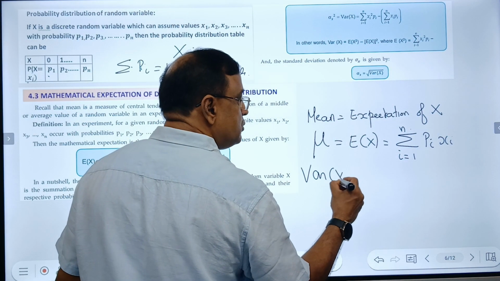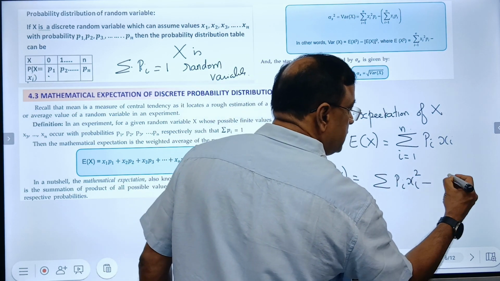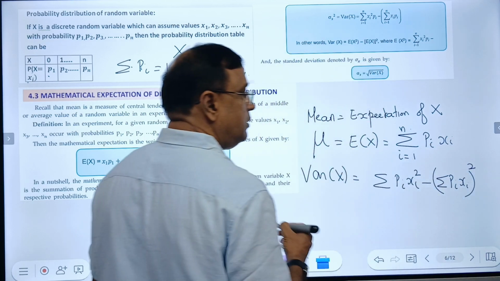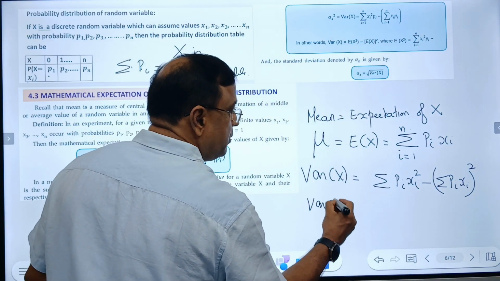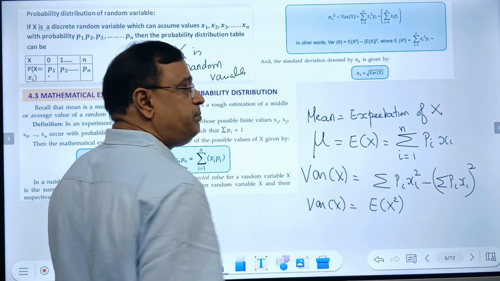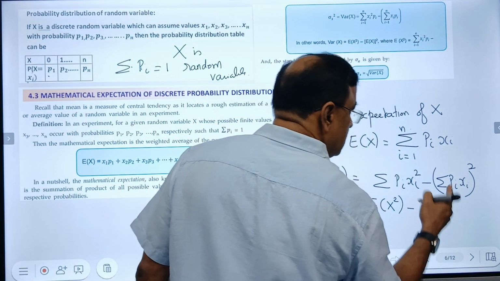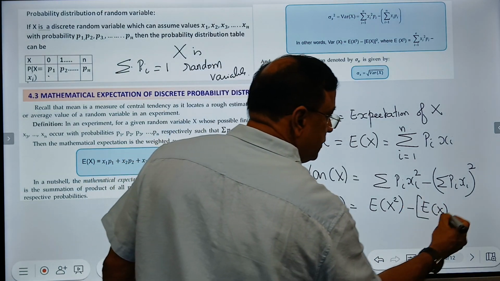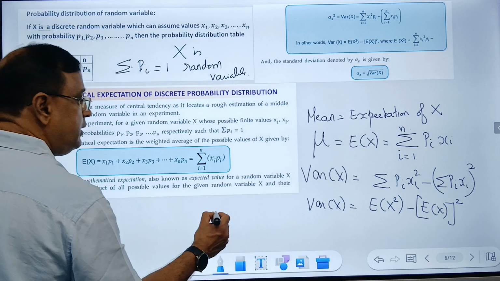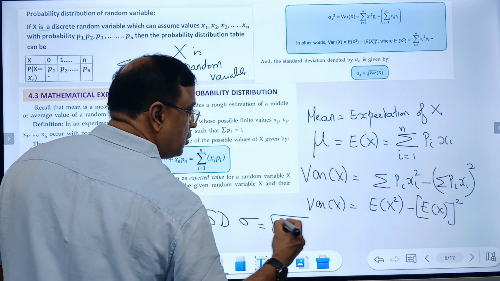Now what is variance? Variance of x is given by the formula sigma pi xi square minus sigma pi xi the whole square. In short, some people write this as E of x square minus E of x the whole square, where E of x square corresponds to sigma pi xi square, and this is E of x. You can see it for yourself. So these two formulas are very, very important. And finally, you have standard deviation denoted by sigma, which is nothing but the square root of variance of x.